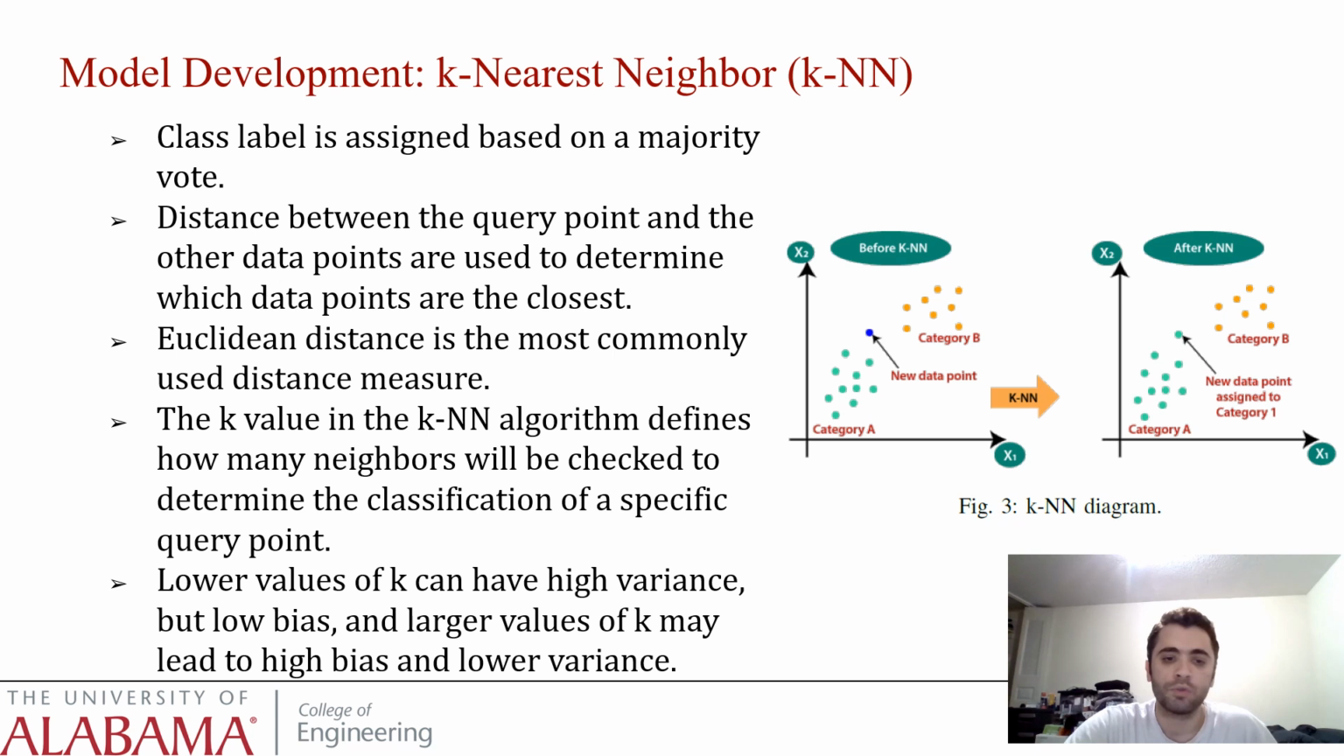Lower values of k can have high variance but low bias, and larger values of k may lead to a higher bias and lower variance. So there's a trade-off. It's a parameter that needs to be optimized.